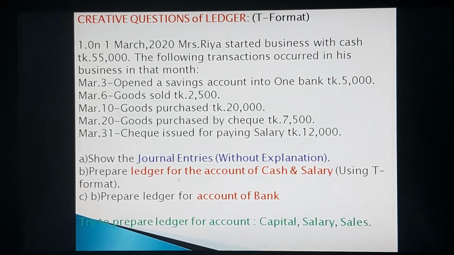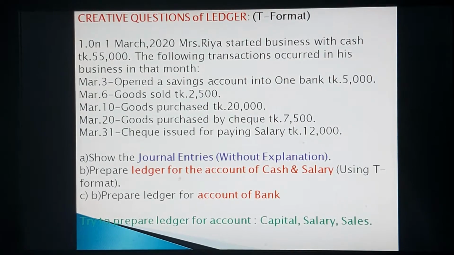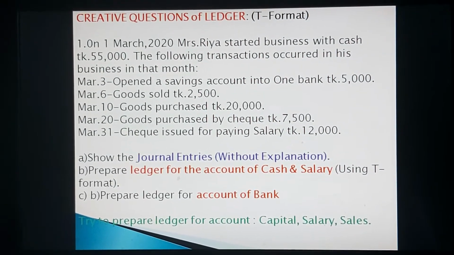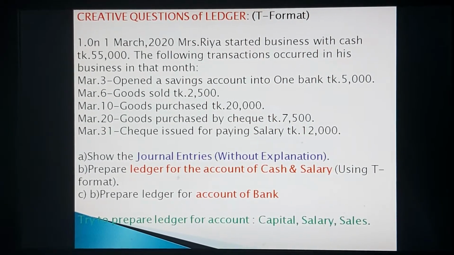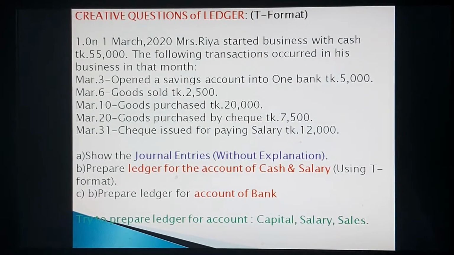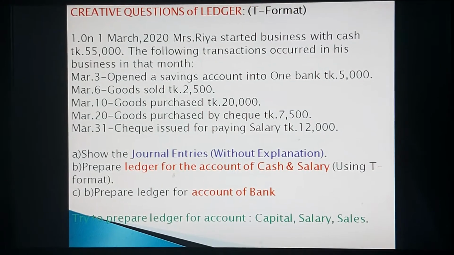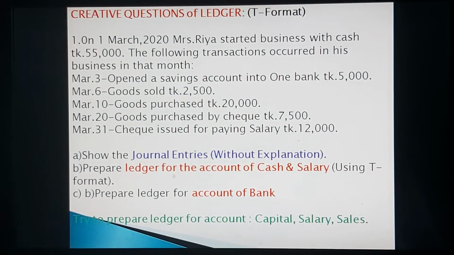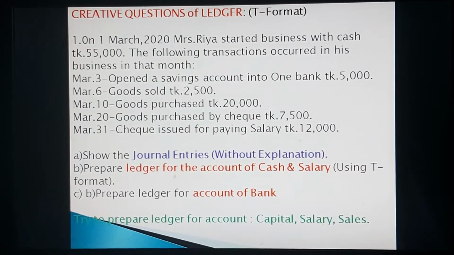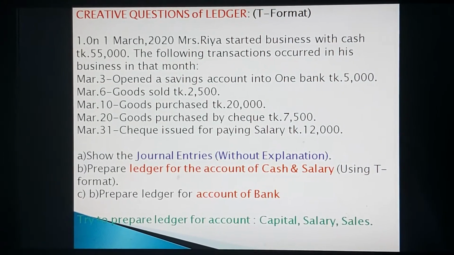Requirement A, show the journal entries without explanation. You already got it in the previous lesson. Requirement B, prepare ledger for the account of cash and salary expense using T format. Requirement C, prepare ledger for account of bank.